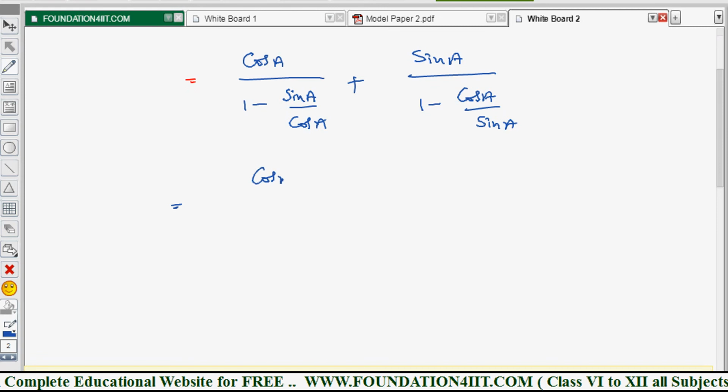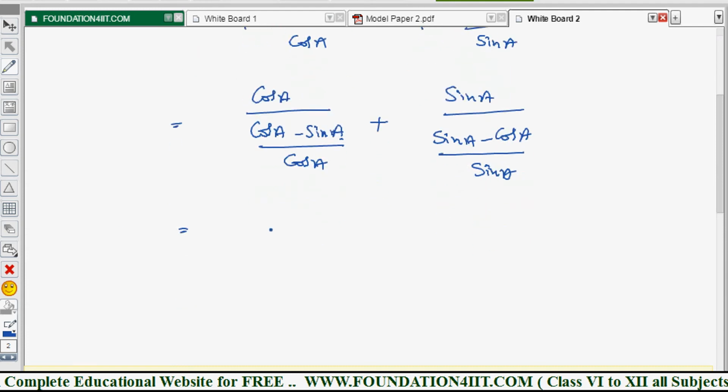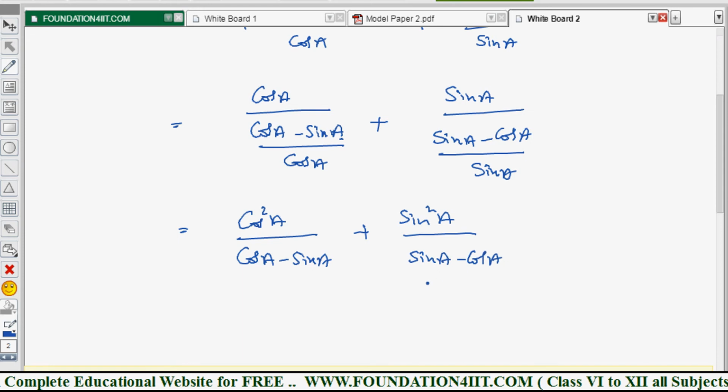That is cos A by, down is cos A minus sin A by cos A, plus here sin A by sin A minus cos A by again sin A. Next up we can take this denominator to numerator, place will be the reciprocal, that is cos A into cos A is cos square A by cos A minus sin A, plus here it is sin square A by sin A minus cos A we can write.